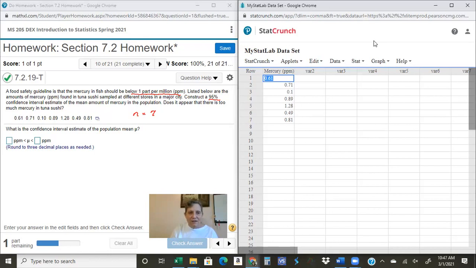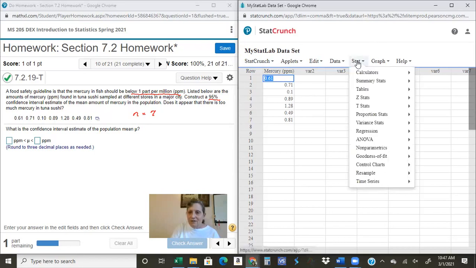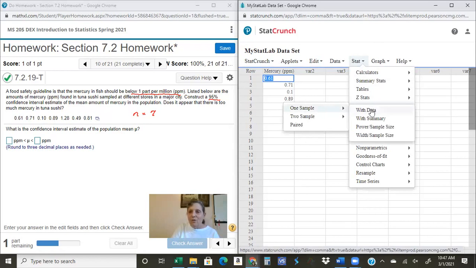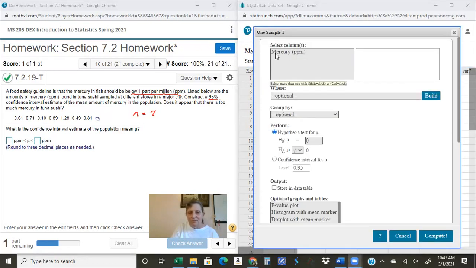Now, they did not state that this is normally distributed. They didn't say anything about that. I guess we can assume that it would probably be normally distributed. So let's go with T, one sample with data. We have to select the column where the data is located. There's only one column. Let's see, 95% confidence interval. Make sure I check that. Compute.